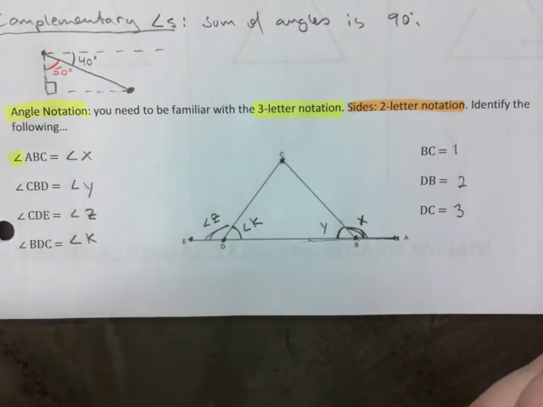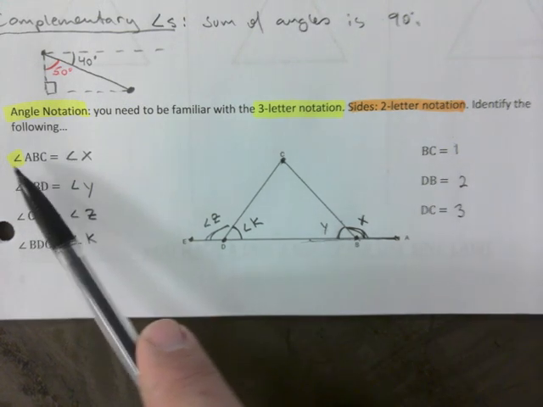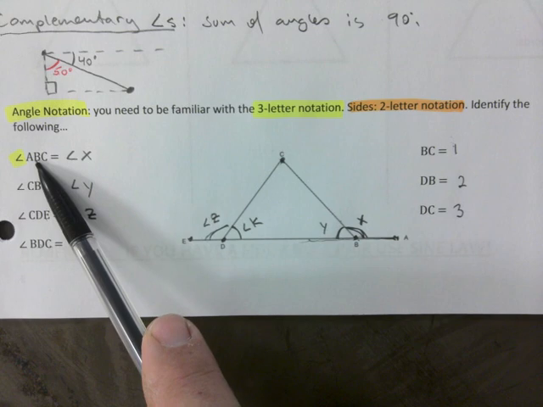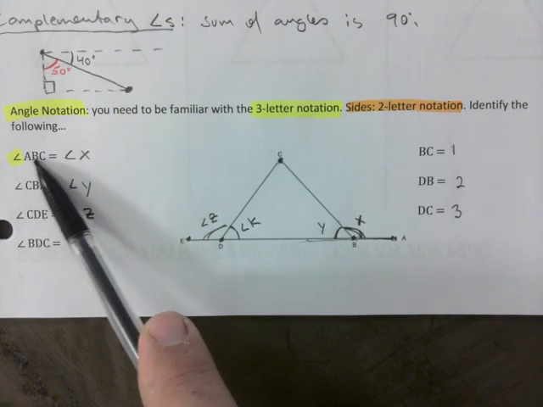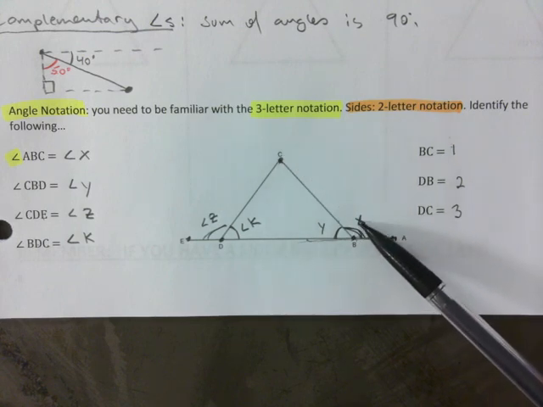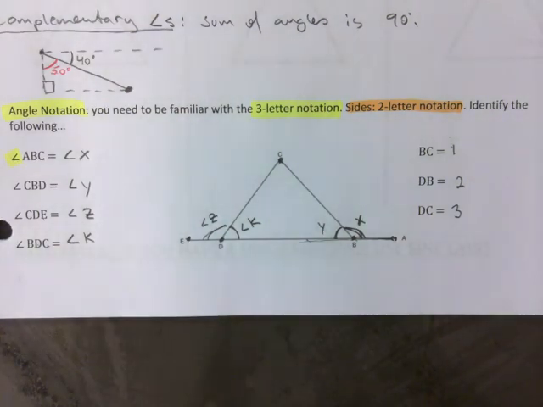By the way, I could go on and on with this. But you need to remember, I could call this one here, I could actually flip it. I can call it CBA. I can go backwards. As long as B is in the middle, you're fine. Because if you do CBA, watch this, you're still talking about that angle there. So nothing has changed. You can choose how you want to.